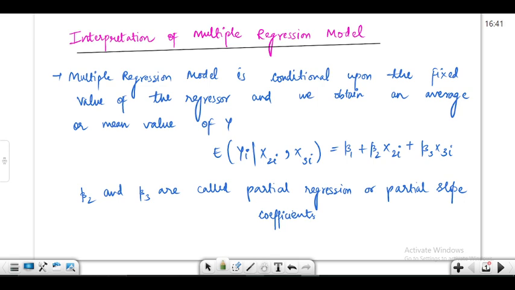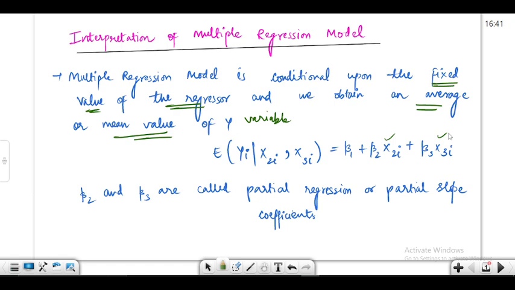So the multiple regression model is conditional upon the fixed value of the regressor, and we obtain an average or mean value of the y variable. It's pretty much similar to your simple linear regression model, where we have fixed but different values of x, and based on that we calculate an average value or mean value of the y variable. For every x value we have a different y value, and then we calculate an average of that. Similarly the same thing is happening, only the difference here is that we have two x variables, since we are studying the multiple regression model with three variables.